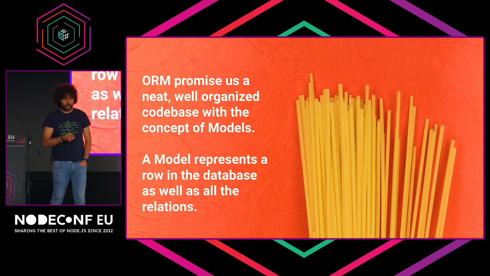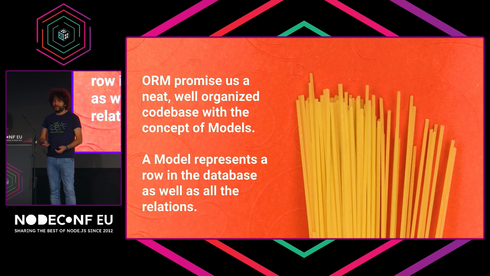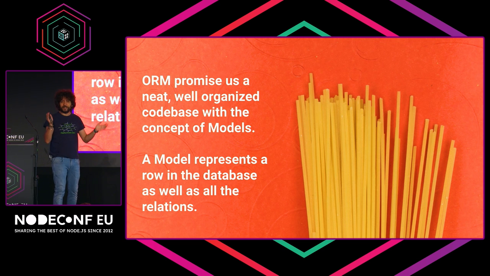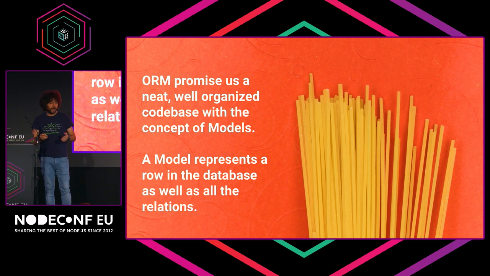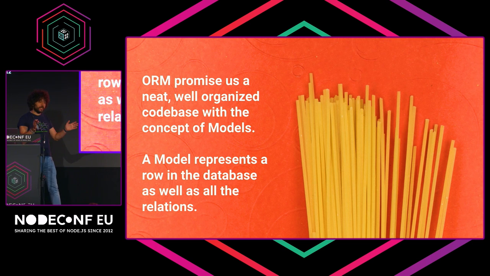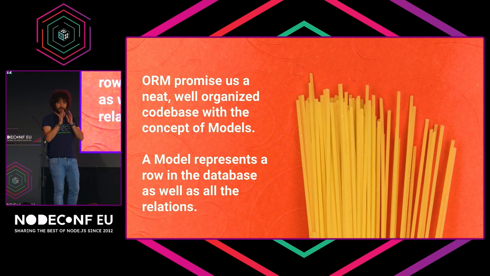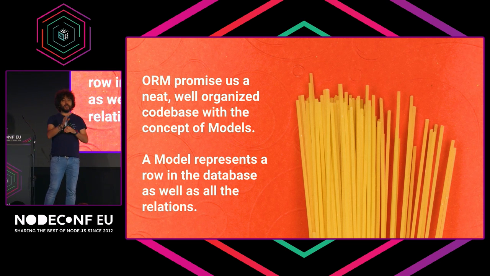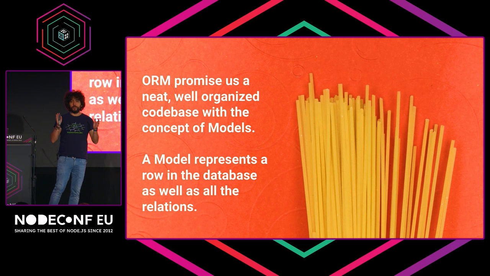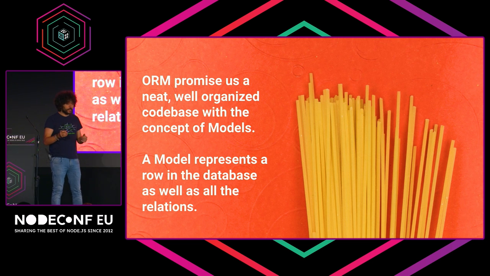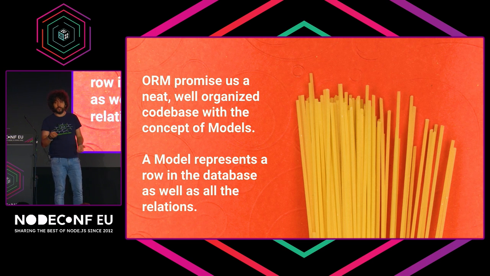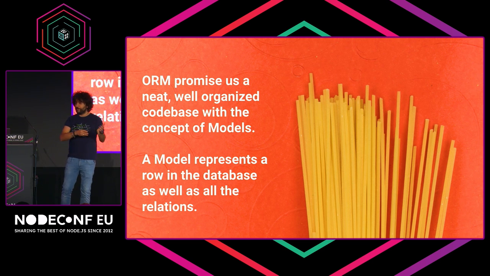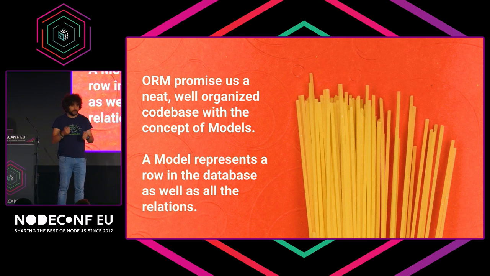So, when ORMs were introduced, they promised a rainbow land with unicorns and rainbows. I don't have a fancy slide, but I have a bunch of spaghetti. Basically, they were presented as: this is going to become very neat and straight. Everything will be very organized, and we're going to use a lot of models to develop our application. And then we will have relations between those models, so we can navigate our code base just by using those relations. Oh, so nice, so neat. This is a brilliant idea.